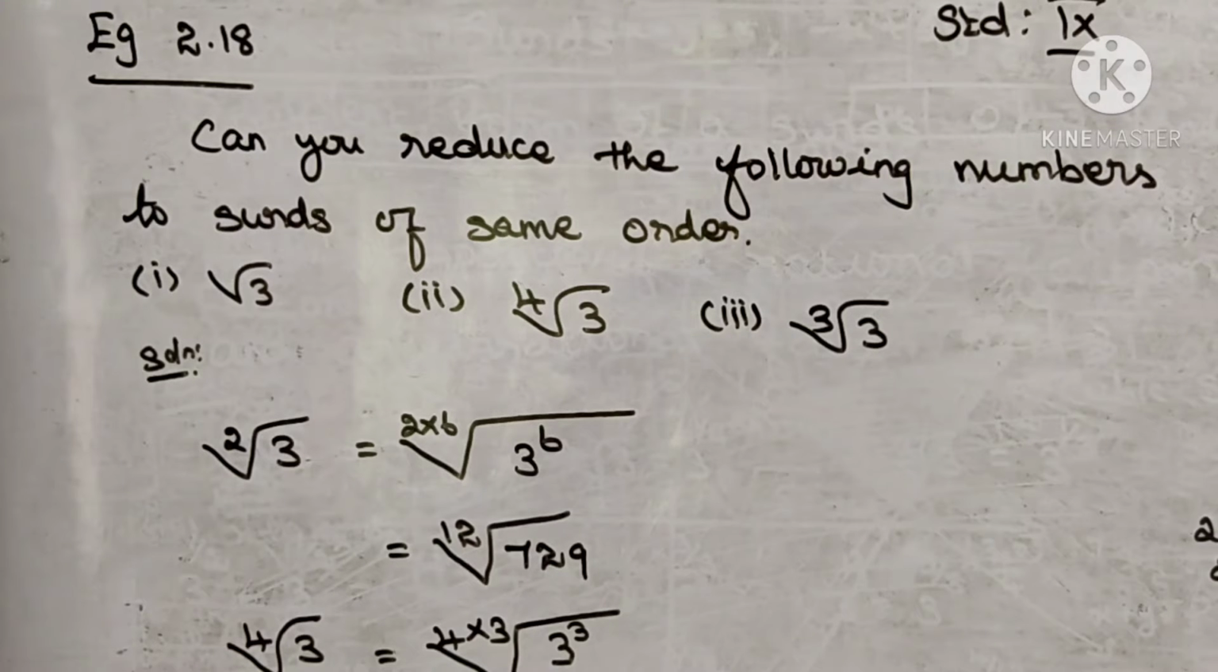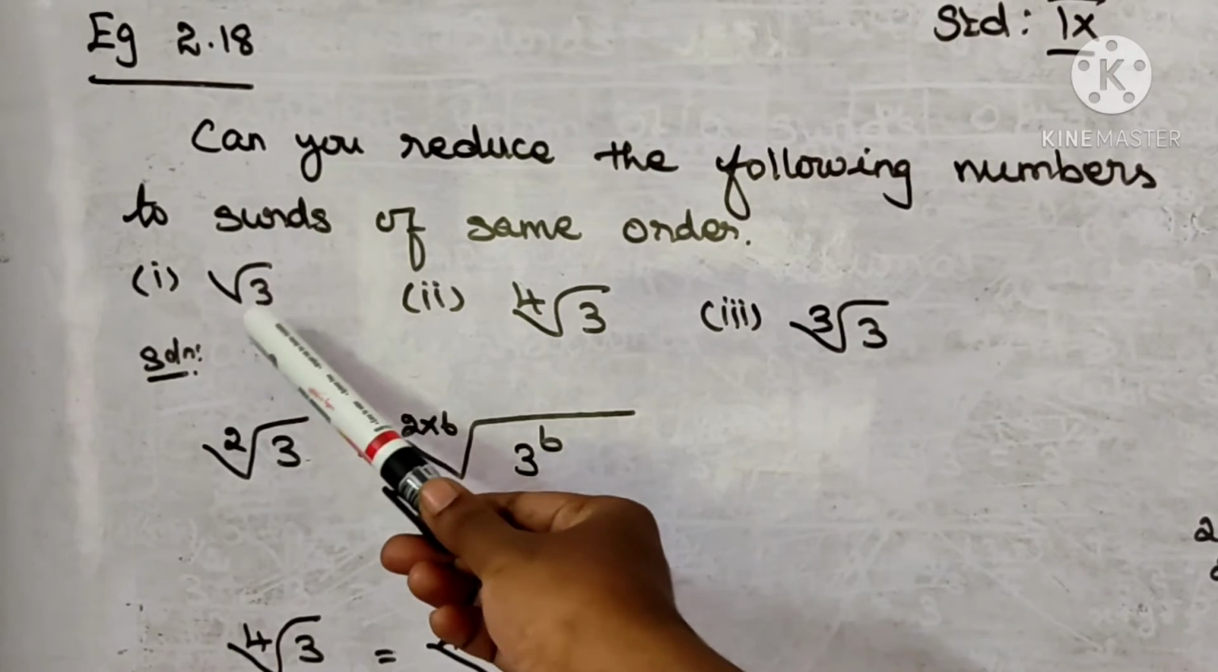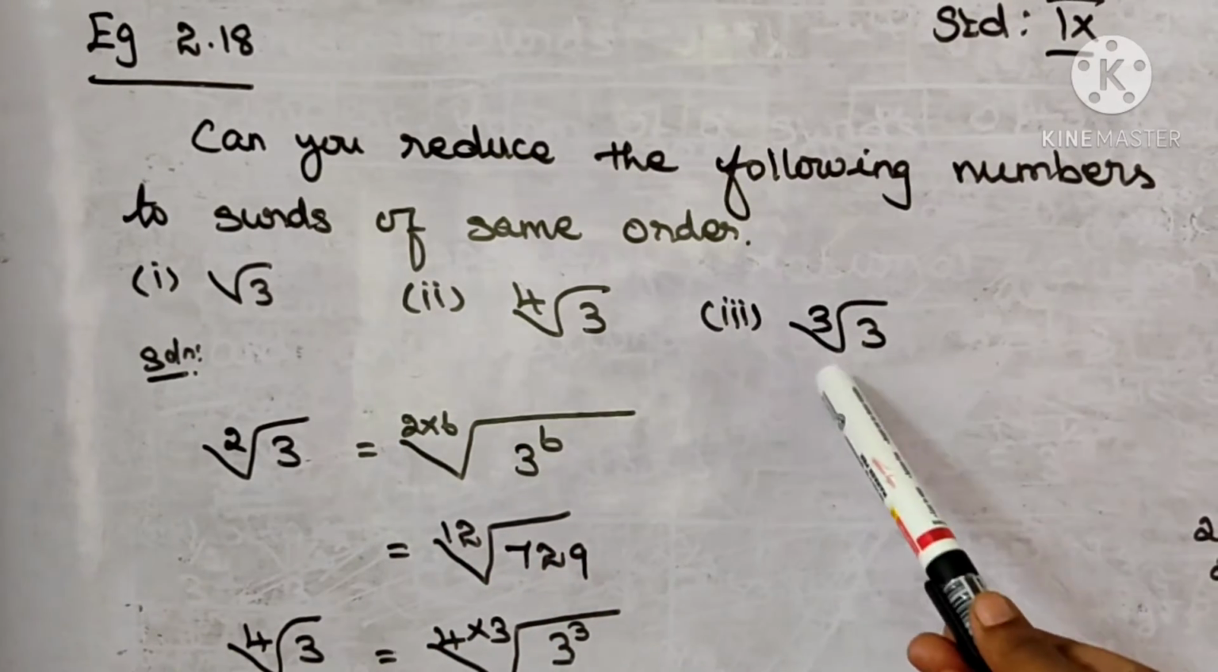So the first one is a square root, the next one a fourth root, the third one a cubic root. So we convert all the numbers into surds of the same order. Listen, we find the LCM of the indices. The indices are 2, 4 and 3.